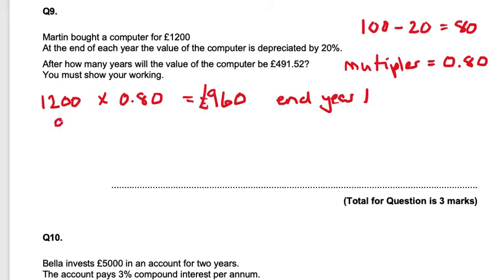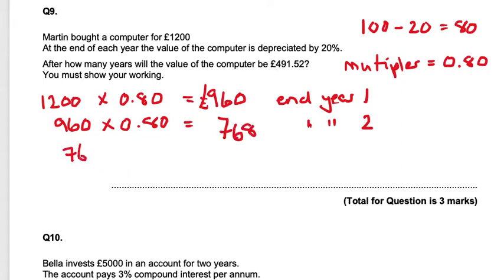So we start year 2 with £960 and it still depreciates at 80%, which means at the end of year 2, we have £768, which we put back in to the start, and we multiply that 0.80, which gives us 614.4. This is the end of year 3. Now we're still not at that figure. We're still not here, so it's not after 3 years. We've got to go again.